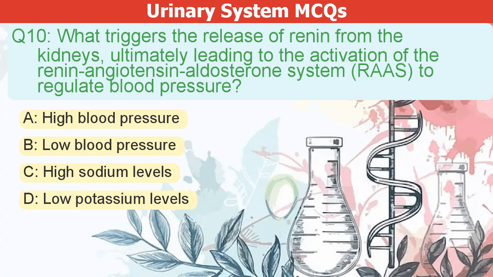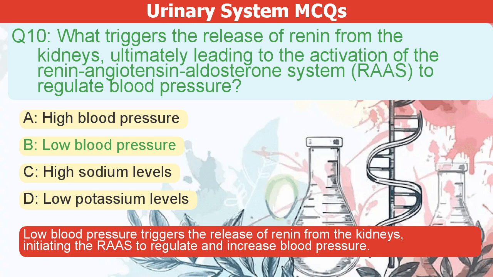What triggers the release of renin from the kidneys, ultimately leading to the activation of the renin-angiotensin-aldosterone system, RAAS, to regulate blood pressure? A. High blood pressure. B. Low blood pressure. C. High sodium levels. D. Low potassium levels. The correct answer is B. Low blood pressure triggers the release of renin from the kidneys, initiating the RAAS to regulate and increase blood pressure.